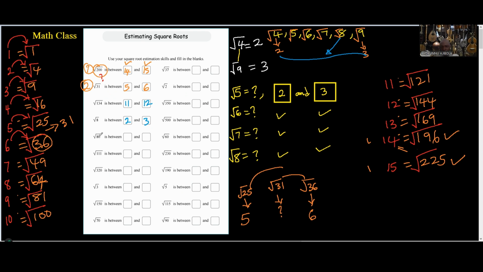Where should square root of 80 be? Between which two numbers? Square root of 80 is between 8 and 9. That is between 64 and 81. So 8. Now you understand, right?